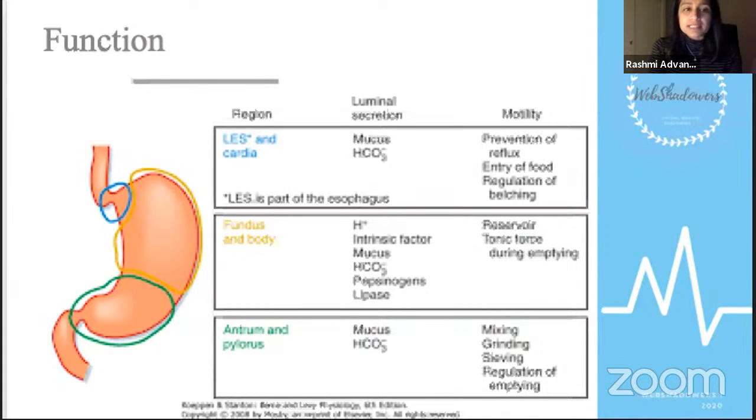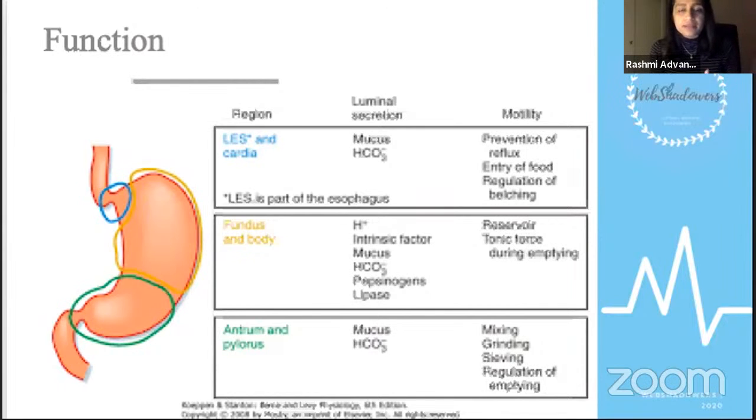So the fundus and the body. The fundus, as I mentioned, is that cup portion of the stomach, and then the body. It has additional molecules that the cells secrete, like intrinsic factor used for B12 absorption, and pepsinogens, basically to break down protein in the food components that enter the stomach, and lipase. So lipase is also a part of that.